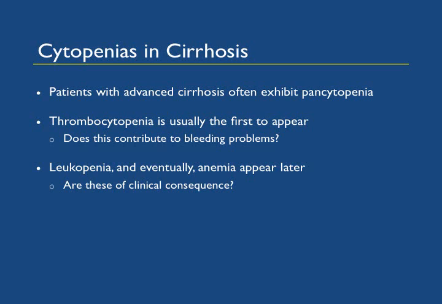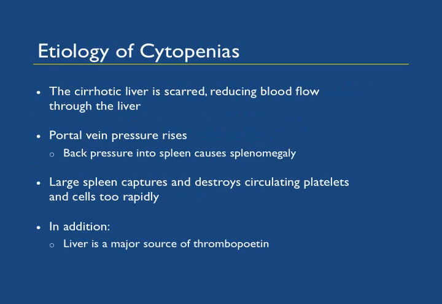Patients with advanced cirrhosis often exhibit pancytopenia. Thrombocytopenia is usually the first to appear. This raises the question of, does this contribute to bleeding problems? Leukopenia and eventually anemia appear later. So are these of clinical consequence? Let's look at the etiology of the cytopenias.